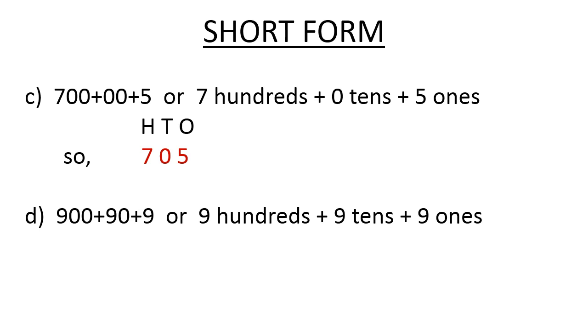Now in D part, here is the expanded form 900 plus 90 plus 9, or we can say 900s plus 9 tens plus 9 ones. So first of all we will write hundreds, tens and ones places.